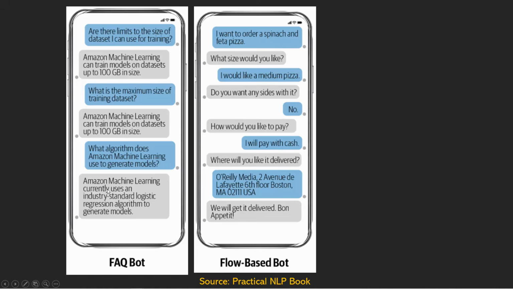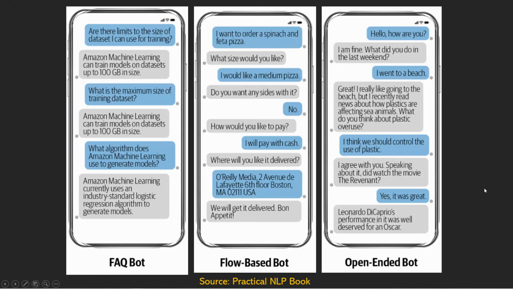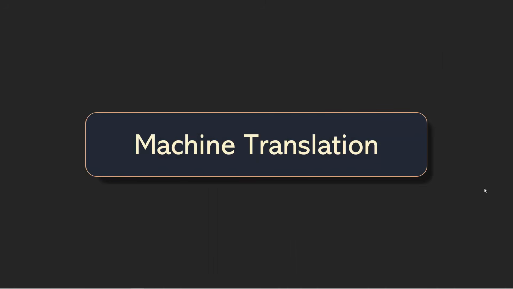In the previous FAQ bot, it is simple question and answer. There is no connection between your first question and the second question. The third one is open-ended bot, where you are just chit-chatting with your friend on a weekend. You're saying, okay, how are you? I went to the beach. It's just a simple general conversation, more like Siri.